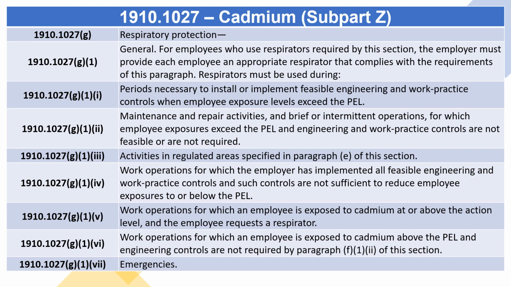1910.1027(g)(1)(i) through (g)(1)(vii): Periods necessary to install or implement feasible engineering and work practice controls when employee exposure levels exceed the PEL. Maintenance and repair activities, and brief or intermittent operations, for which employee exposures exceed the PEL and engineering and work practice controls are not feasible or are not required. Activities in regulated areas specified in paragraph (e) of this section. Work operations for which the employer has implemented all feasible engineering and work practice controls and such controls are not sufficient to reduce employee exposures to or below the PEL.